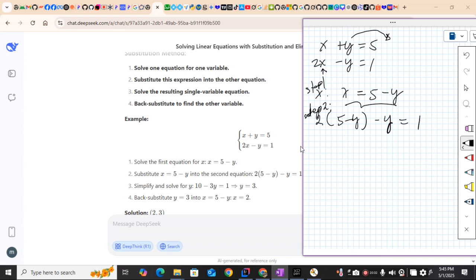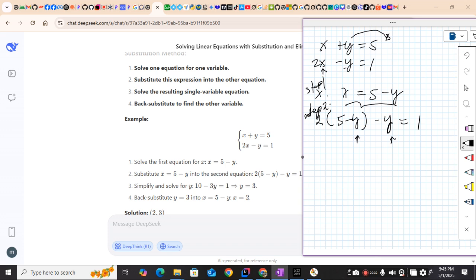Now we move on with step 3. All we need to do is to solve the resulting single variable equation. Why is it a single variable equation? Because it only involves y. Effectively, we have reduced a system wherein we have two variables, x and y, to a single variable equation involving y only.